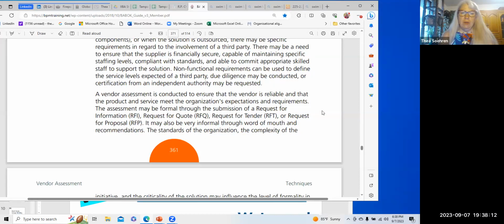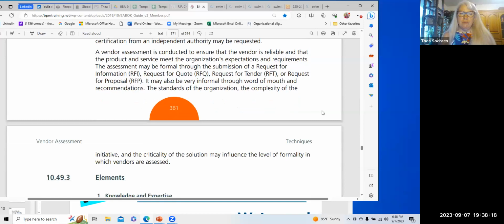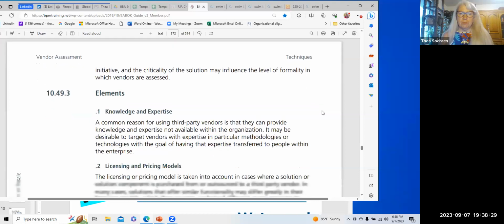It may be very informal through word of mouth and recommendations. The standards of the organization and the complexity of the initiative and the criticality of the solution may influence the level of formality in which each vendor is assessed. So let's talk about finding your vendor.